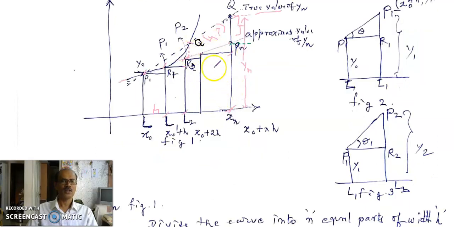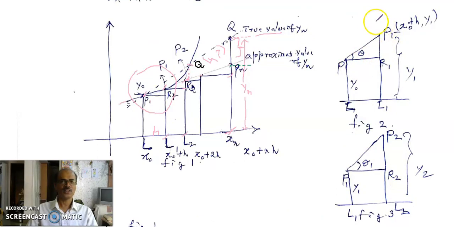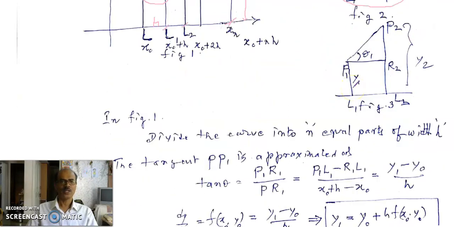Okay, so this is all the construction I made, and now for finding the initial value, I consider this portion, and the enlarged view will be here. I have drawn this enlarged view. Here the points P, R1, P1, and this is the angle theta, and we require to know the initial approximation, or the first approximation, that is y1. This length is y1, okay, and this is y0.